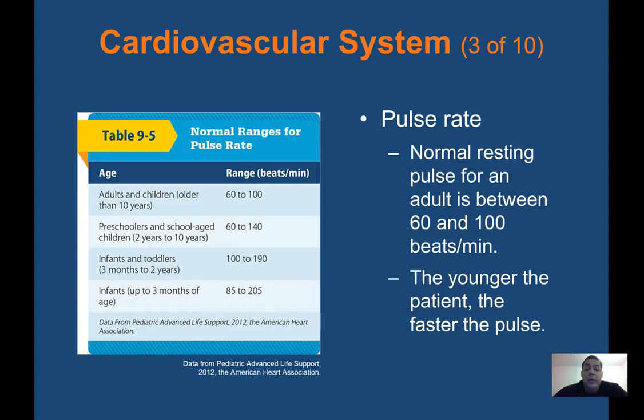So pulse rate. Normal resting pulse for an adult is between 60 to 100 beats a minute. The younger the patient, the faster the pulse. And so preschooler, 2 years to 10 years, a little faster, 60 to 140. Infants and toddlers, 3 months to 2 years, it's going to be 100 to 190. Infants up to 3 months of age, 85 to 205.